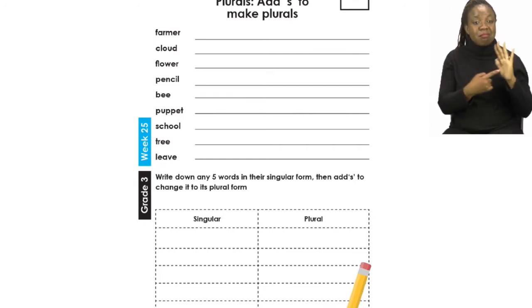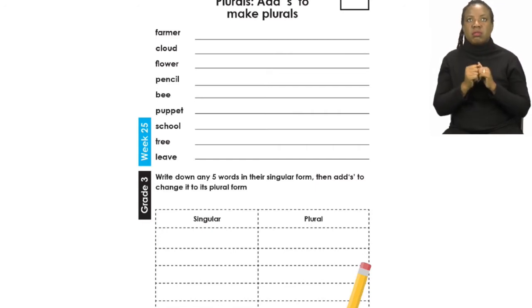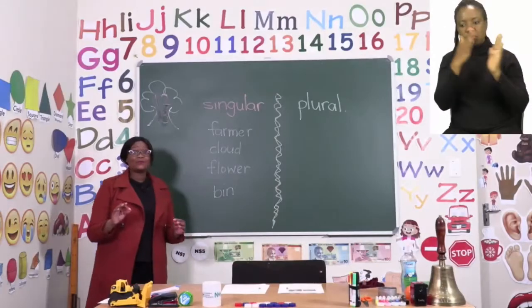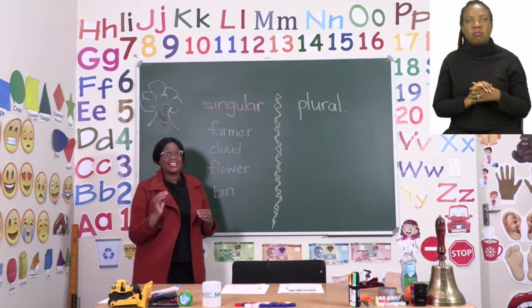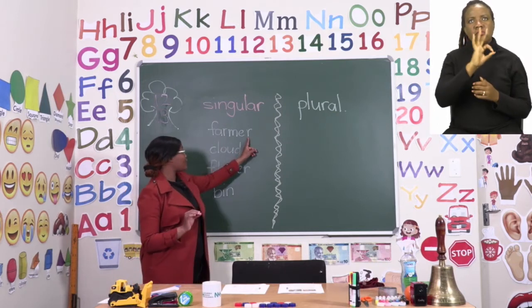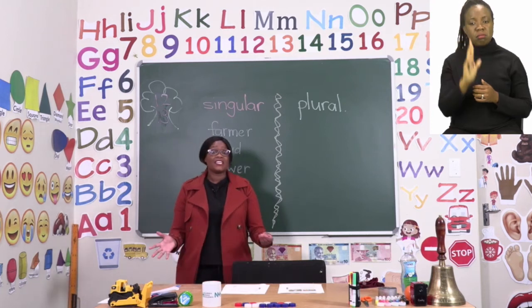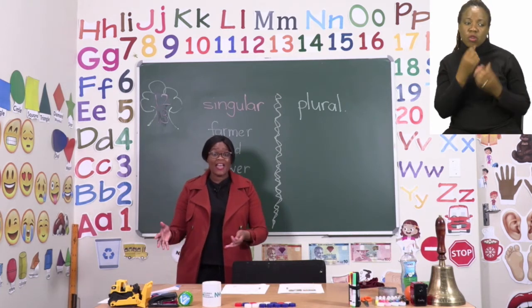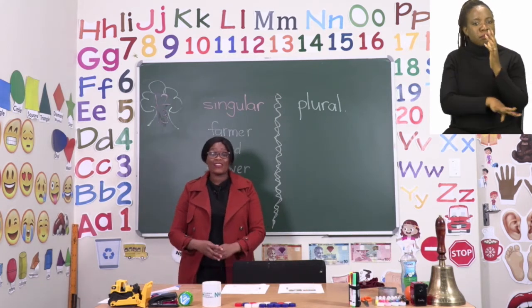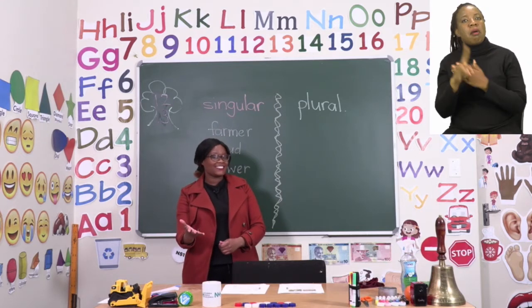After that, it's going to be your job to write down 5 words in their singular form and then add an S to change it into their plural form. So let's try and do some of these words together. Let's take a look. The first word that we can see in our booklets is the word farmer. Now remember, a farmer is someone who takes care of our food. He's the one who grows the crops and he takes care of all the livestock like the cattle.